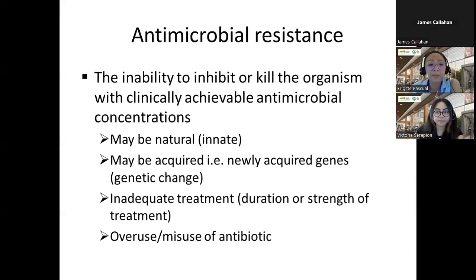Next slide, please. Antimicrobial resistance is the ability of an organism to resist being inhibited or killed by clinically achievable antimicrobial concentrations. It may be natural or innate. For example, Acinetobacter baumannii has an innate antimicrobial resistance ability. It can also be acquired through genetic change, through inadequate treatment, or overuse and misuse of antibiotics. Next slide, please.